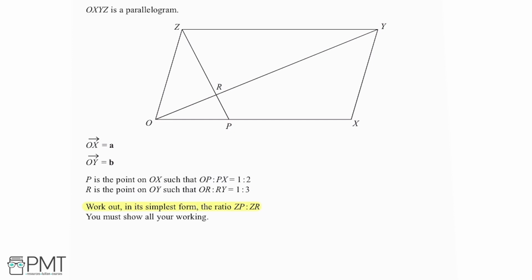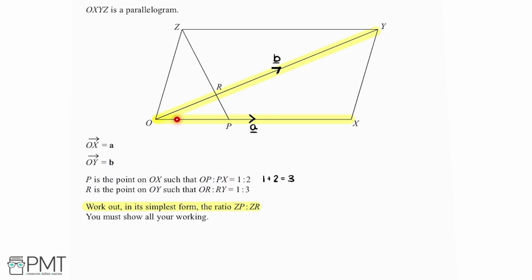So now the first thing we're going to do is label the diagram. So we know that O to X, if I label it on here, that whole thing is going to be the vector A. And if I do O to Y, that whole thing is going to be the vector B. So firstly, I'm going to look at this line here. So look at the ratio OP to PX. So we've got the parts 1 and 2. So add them up. In total, we've got 3.